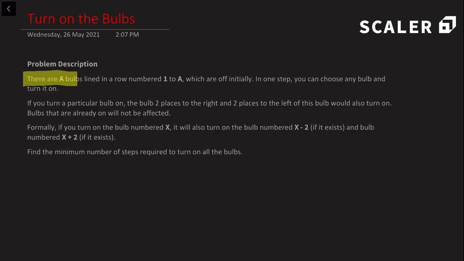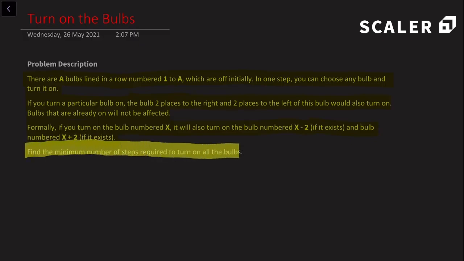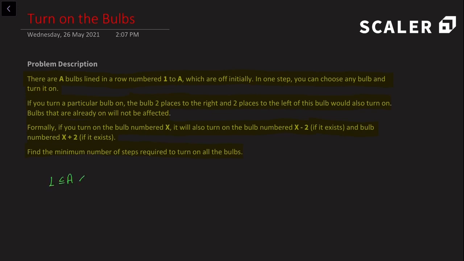There are A bulbs lined in a row numbered 1 to A, which are off initially. In one step, you can choose any bulb and turn it on. If you turn a particular bulb on, the bulb 2 places to the right and 2 places to the left of this bulb would also turn on. Bulbs that are already on will not be affected. Formally, if you turn on the bulb numbered x, it will also turn on the bulb numbered x minus 2 if it exists and bulb number x plus 2 if it exists. Okay. Find the minimum number of steps required to turn on all the bulbs. And the problem constraints on A are A can vary from 1 to 10 raised to power 9.